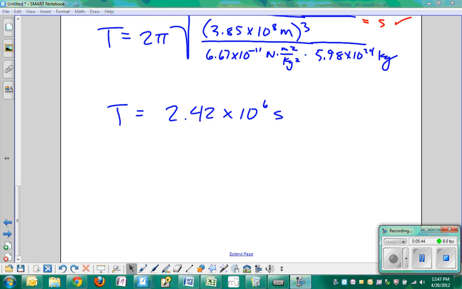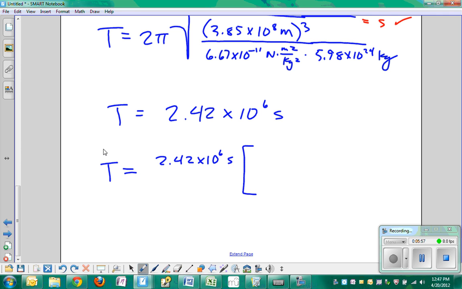All right, so that's our period in seconds. We want period in days. So we have to do a little factor label method. 2.42 times 10 to the 6 seconds times 86,400 seconds in a day. If you don't know that, you can do seconds per minute, minutes per hour, hours per day. But we know from the song that it's 86,400.